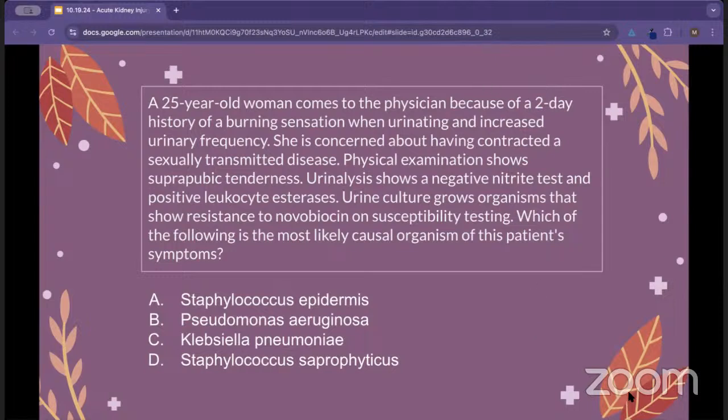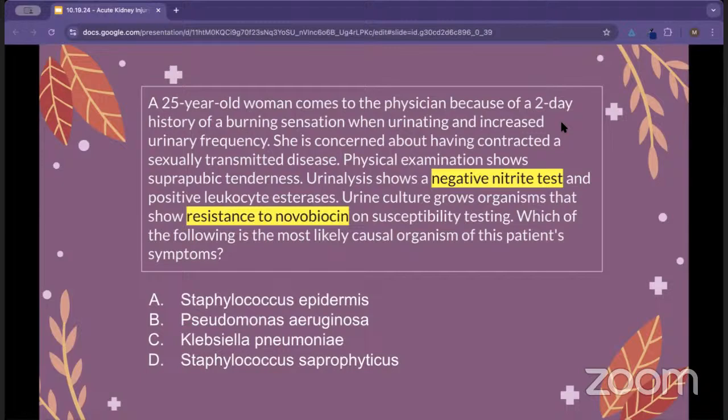Is it A, Staph epidermidis, B, Pseudomonas aeruginosa? I do these questions and I don't pronounce them out loud. I pronounce them in my head. C, Klebsiella pneumoniae, or D, Staphylococcus saprophyticus. So just from the get-go, from what I taught you all, I did not mention the first two microorganisms at all, right? So again, I did highlight the resistance to novobiocin here and a negative nitrite test, but basically this is a young, sexually active woman who presents with features of an uncomplicated urinary tract infection.